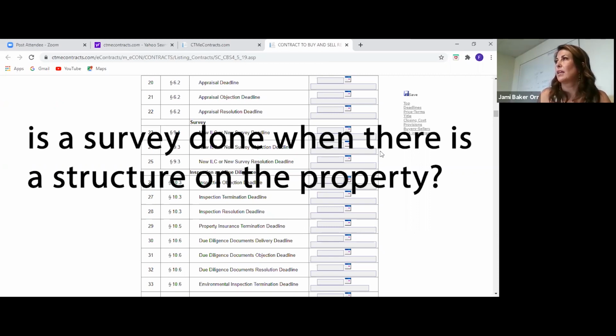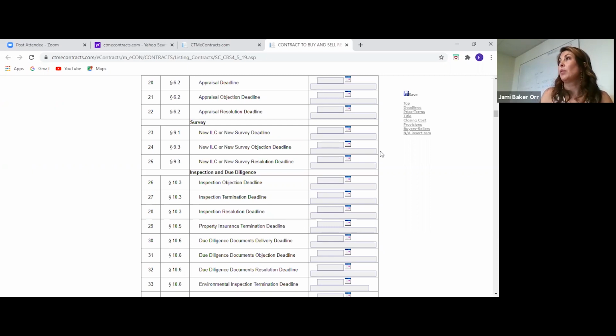Go ahead, Tani. Is the survey done when there's no structure on the property, like just a lot? It could be either one. You can do a survey for it. Not an ILC. For an ILC you have to have a house or a structure: improvement location certificate, or a survey. I guess which is better, which is more inclusive? Survey. Okay. It's more expensive too.